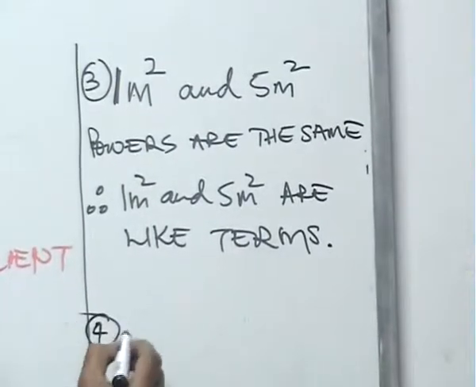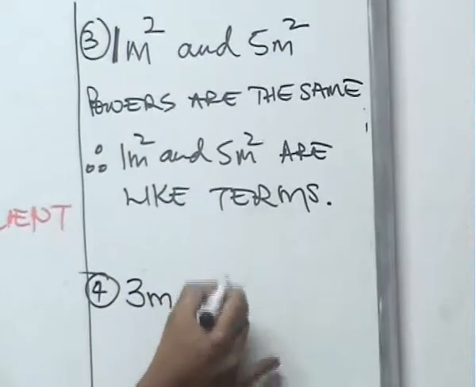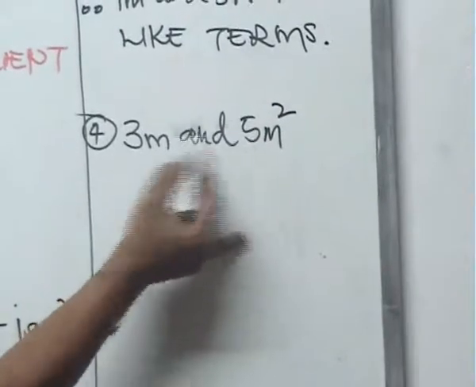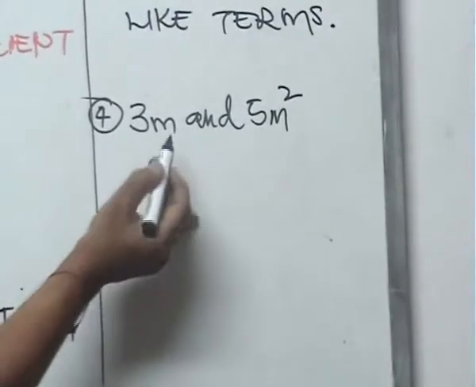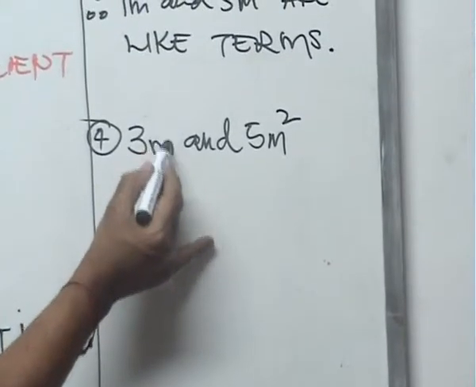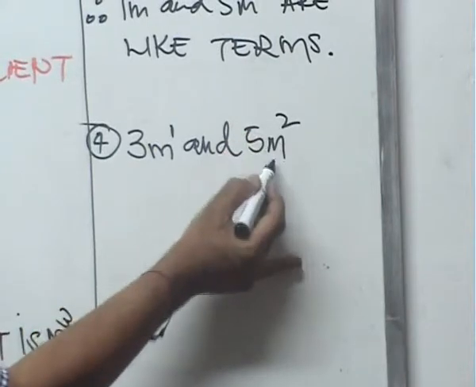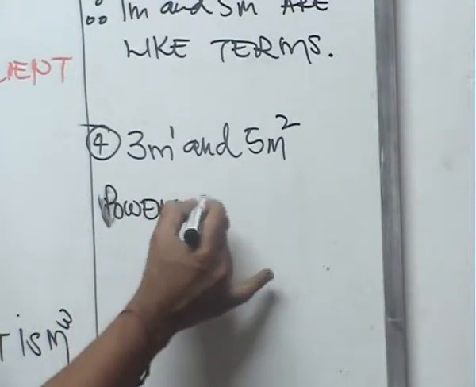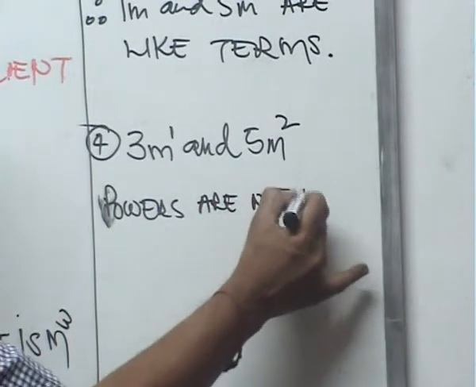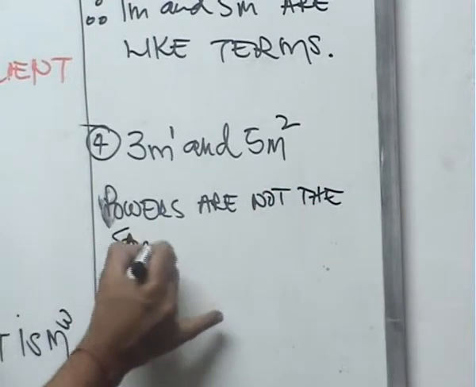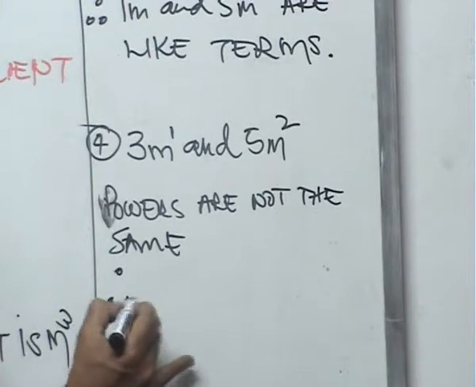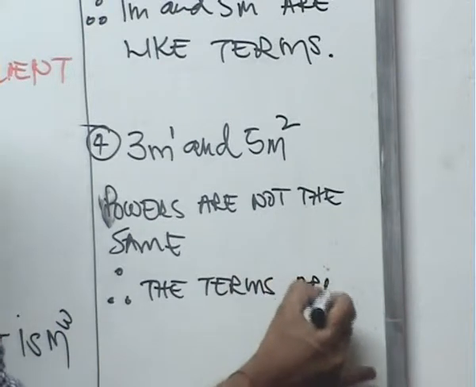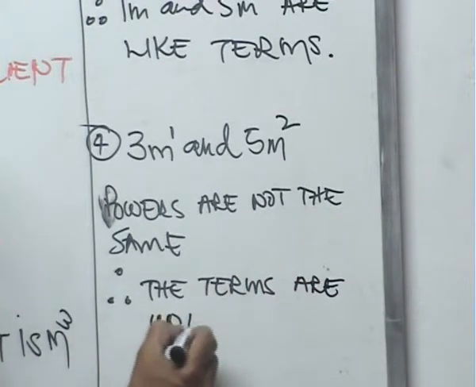So this is how powers is linked to terms. Let's take another example, number 4. 3m and 5m squared. Do not worry about the numbers. You must always worry about the powers. Now look at the power. The power here is m to the 1. And the power here is m squared. So, the powers are not the same. Therefore, the terms are unlike.